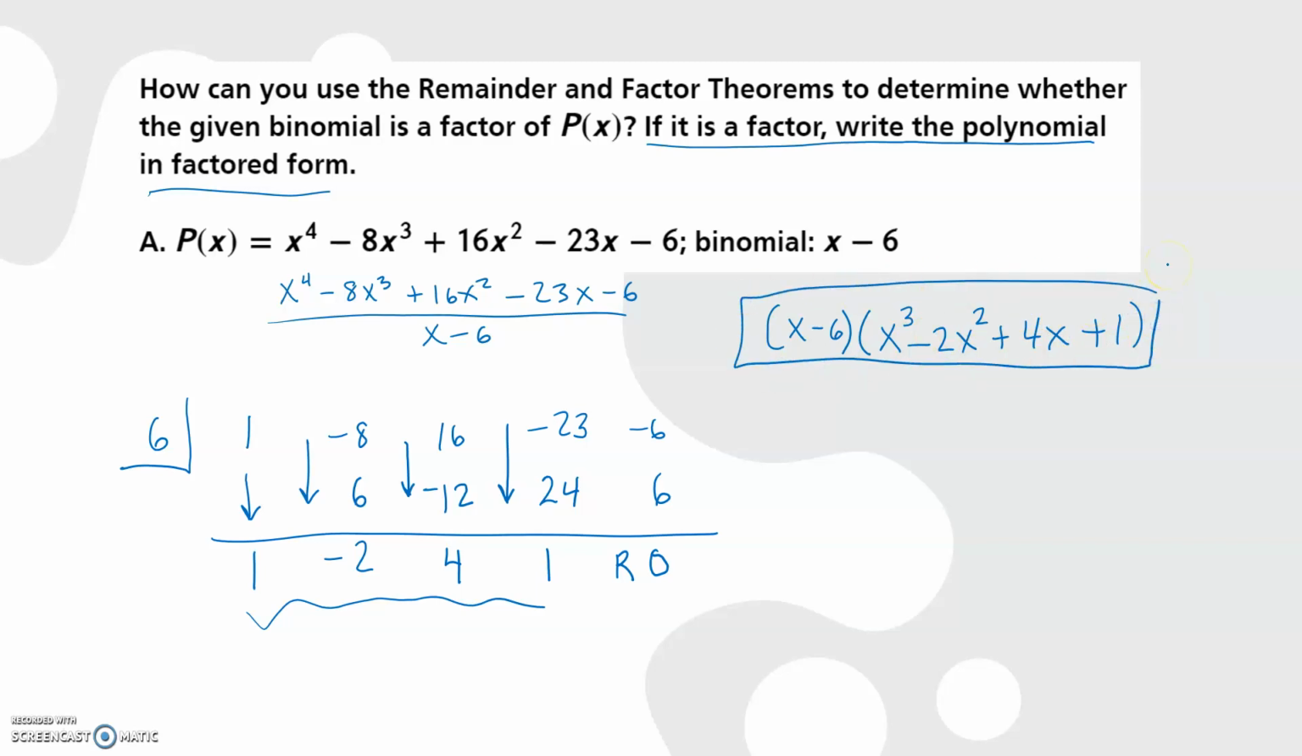So since we got a remainder of 0, we also now know that p of 6 is equal to 0. And we can tell that when it's in factored form. If I plug 6 here, I get 0 times some stuff. I get a value of 0.